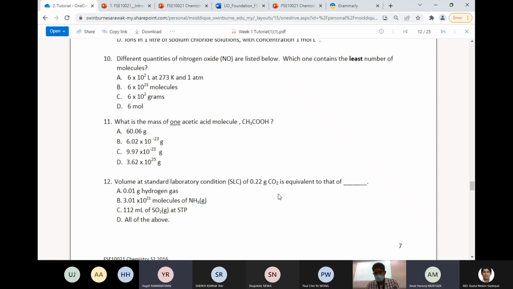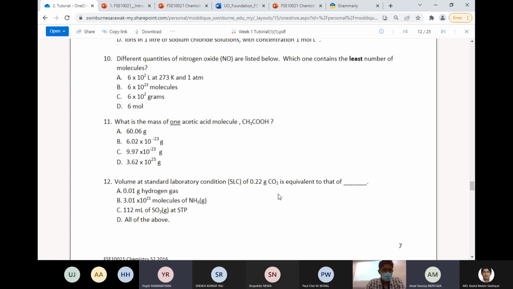Oh, Usman Zaved asks about question number 10. Question number 10, once again, for those who want to follow: it says that different quantities of nitrogen oxide are listed below. Which one contains the least number of molecules? For A, 600 liter. If we try to find the number of moles, using PV equals nRT, you can find out the number of moles.